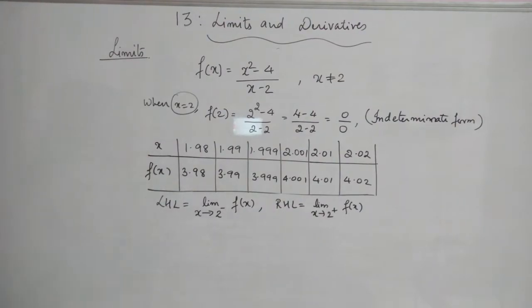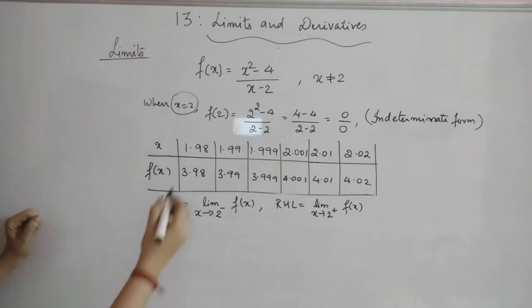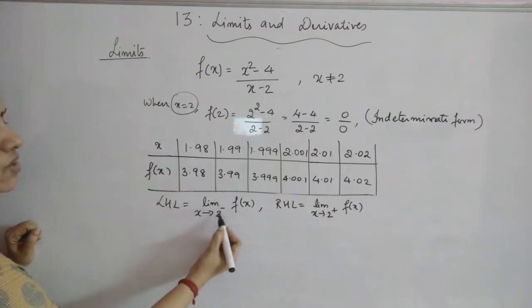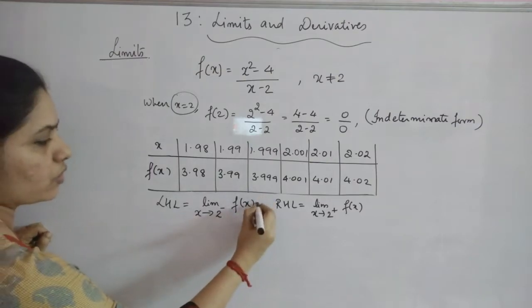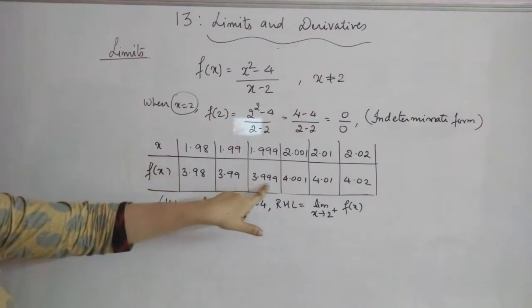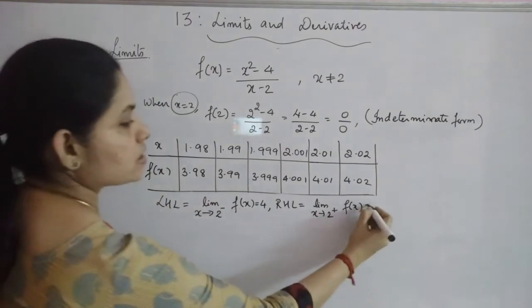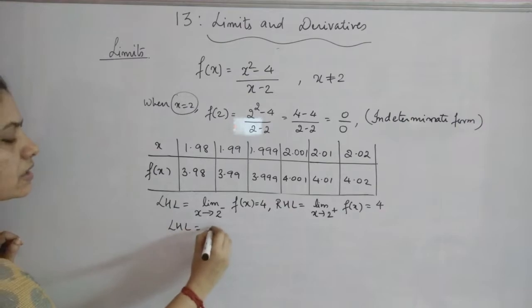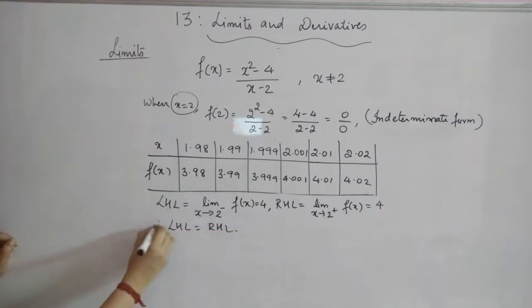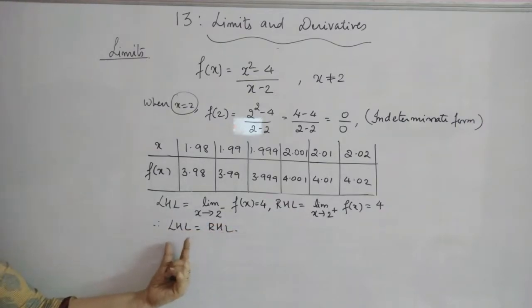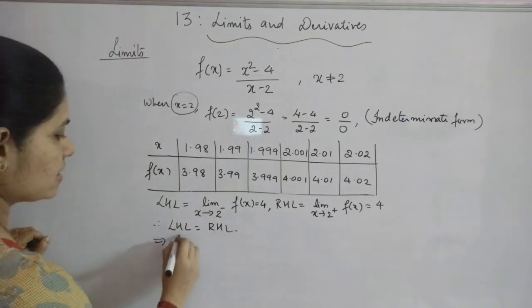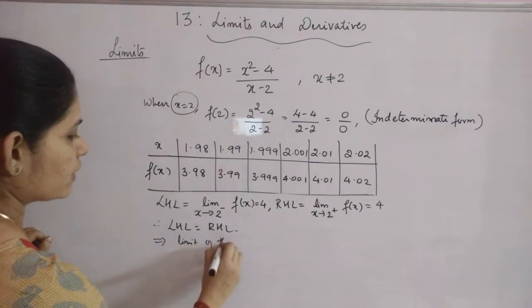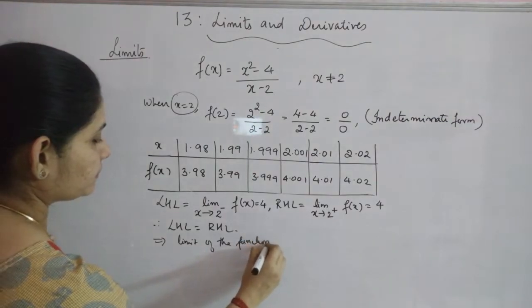Okay, so here in this problem, you can say that the left hand limit, that is limit x tends to 2 minus f of x, is 4, right? It is approaching 4, and the right hand limit is also approaching 4. That means the left hand limit is equal to the right hand limit. And when the left hand limit is equal to the right hand limit, you will say that the limit of the function exists. This implies that the limit of the function exists.